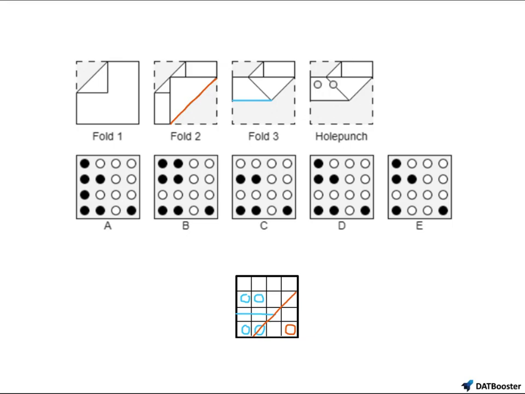And then for our final fold, we only have one option, which is this line up here. We're going to draw that line of symmetry onto our grid. Again, we have one hole that's going to stay exactly where it is, and then one more that's going to get reflected over the line. And so we're left with 6 holes in that configuration. We go through the answer choices, and we see that answer choice D matches perfectly with our answer. So the answer in this one is D.